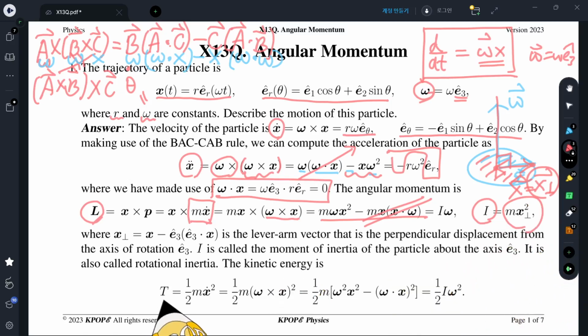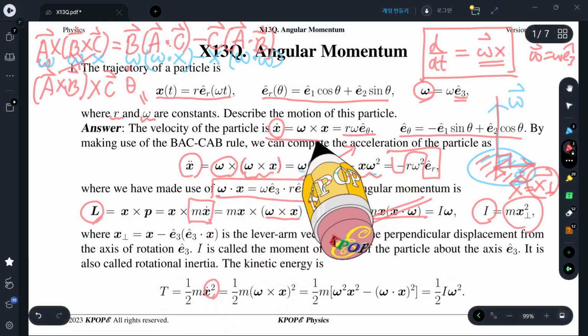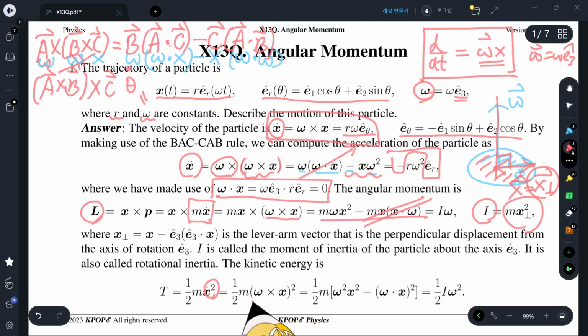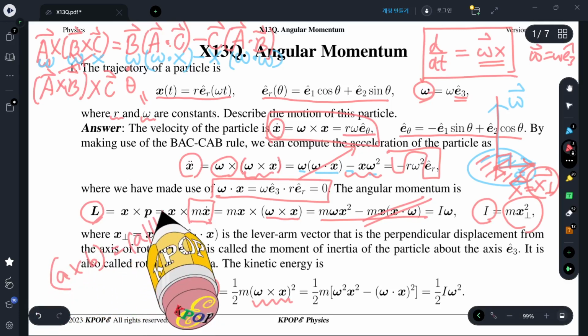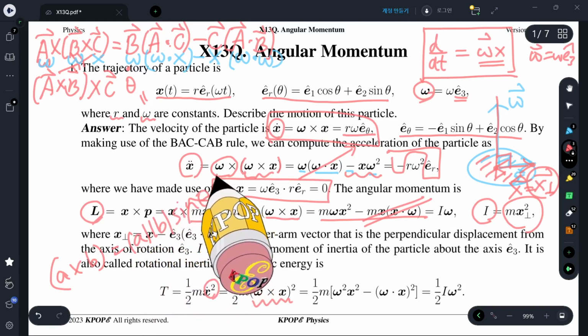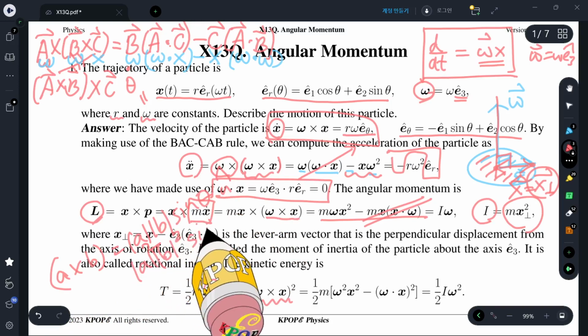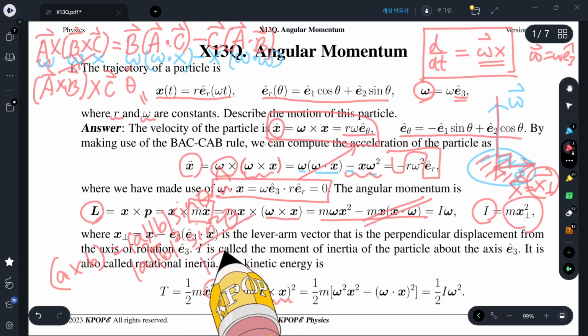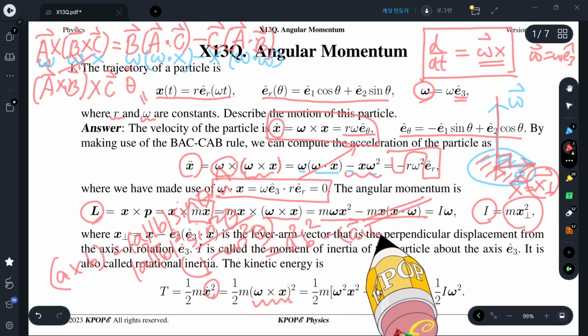Okay, and then kinetic energy is 1/2 m v squared, and we know velocity here is omega cross x. Any cross product magnitude is AB sine theta. Squared, this is A squared B squared sine squared theta, and this is 1 minus cosine squared theta. That is A squared B squared minus (A dot B) squared.